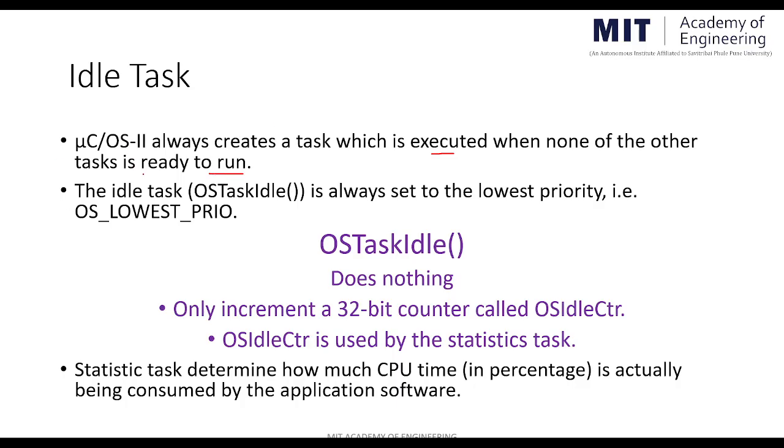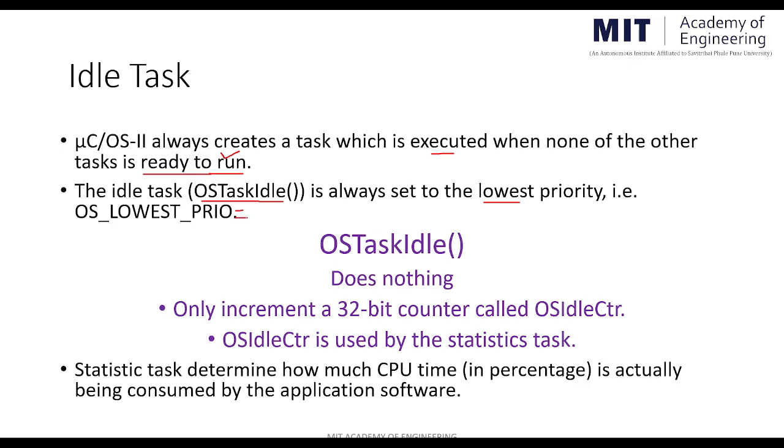So when we are saying that the task is ready to run, it means the bit in the OS ready list table is always 1. Again, the bit in the OS ready group is always 1. So this task is always ready to run, meaning it has the value 1 in the OS ready list table. The idle task, the name of the function is OS task idle. This is the function name for the idle task, and it is always set to the lowest priority, that is OS underscore lowest underscore priority. We have seen this variable also in the previous videos.